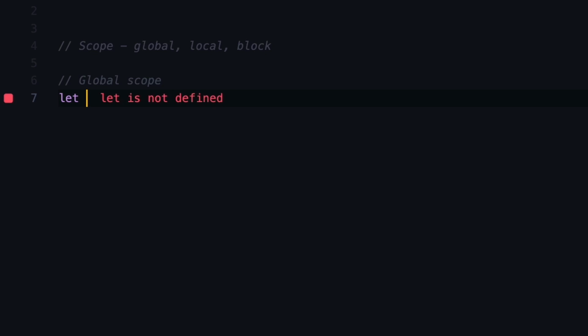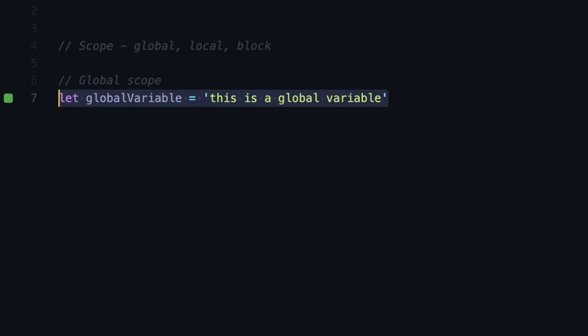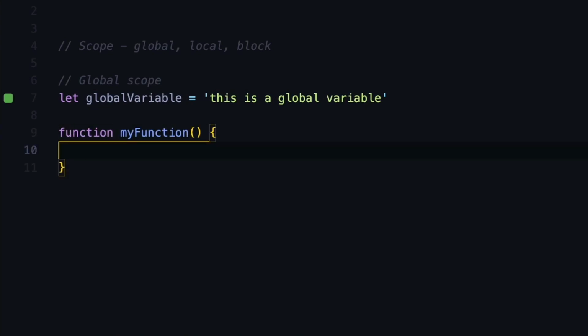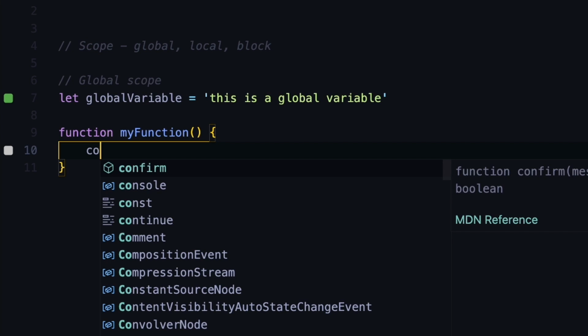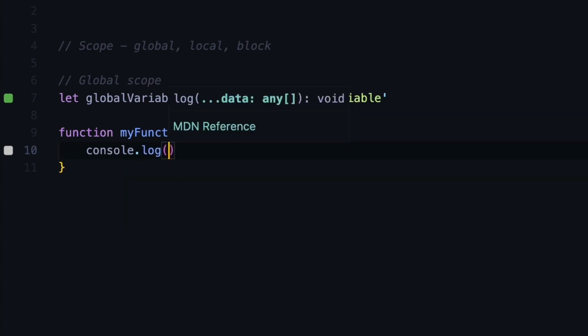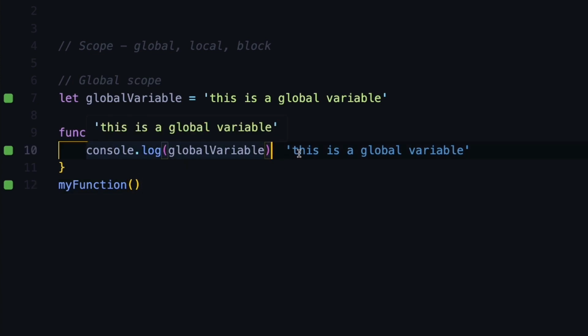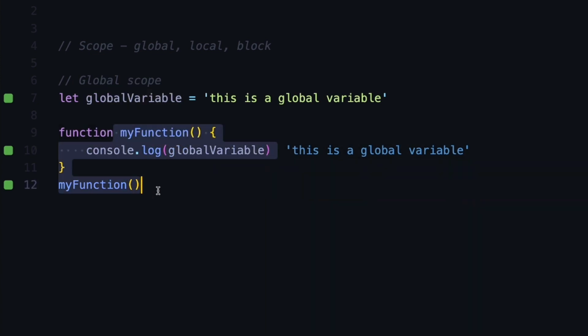For example, if we define a global variable, let's name this globalVariable, and we assign this to anything, let's say "this is a global variable", we can access this variable from anywhere in our code. For example, if we have a function, let's call this myFunction. Here we have access to that global variable. If we console log that variable here, and let's call this function below the declaration, you can see that we have access to that, and we can see the value of that global variable inside of a function.